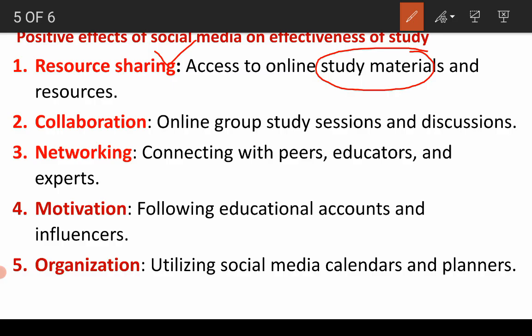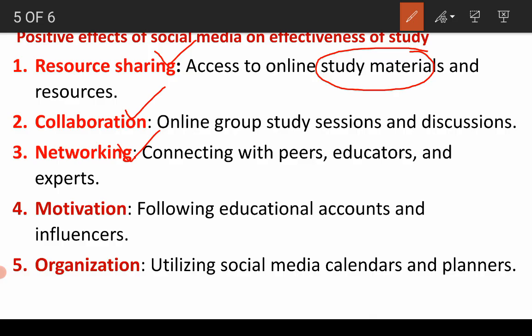But also social media helps you to collaborate with other schools or with other friends elsewhere online so that you can create study sessions and also discussion sessions. And so doing, you will benefit from the social media platform. Okay, so we are saying resource sharing, collaboration with other people with similar interests, as well as networking.